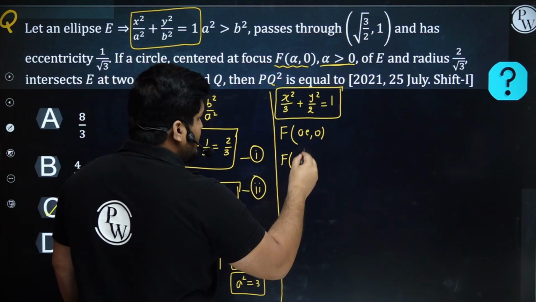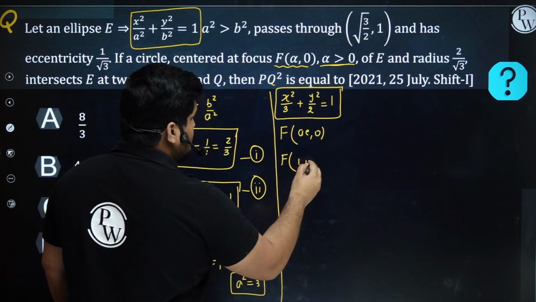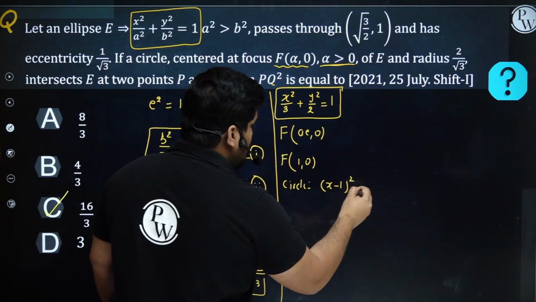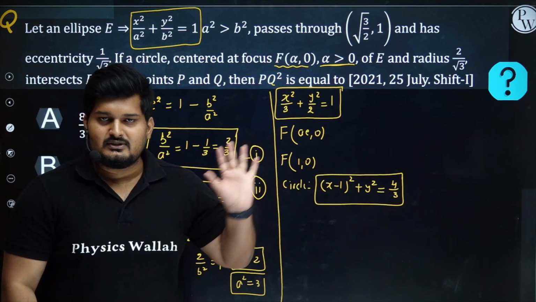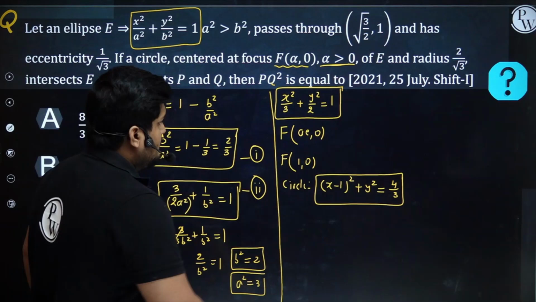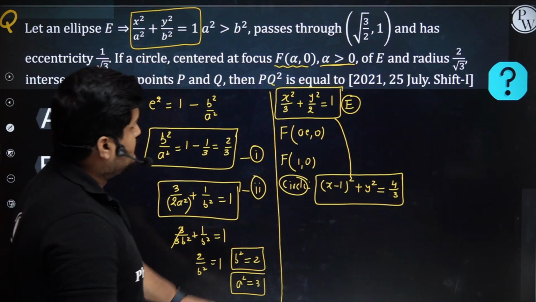So the focus will be equal to, a is root 3, e is 1 upon root 3, so it is (1, 0). So the equation of the circle will be (x minus 1) whole square plus y square is equal to 4 upon 3. We have got the equation of the circle also. We got the circle which is centered at the focus, with radius 2 upon root 3. Now this circle and this ellipse are intersecting at P and Q. We have to find the distance PQ.